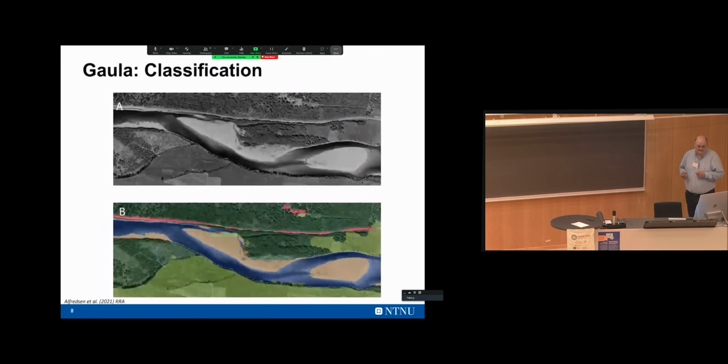And this is an example of the output, an image up here, and the trained network down here. You can see that it tracks the gravel bars amazingly well. But you can also see that there are parts that don't work that well. And this needs to be cleaned before we can use them for calculation.